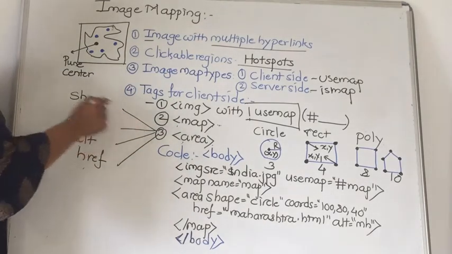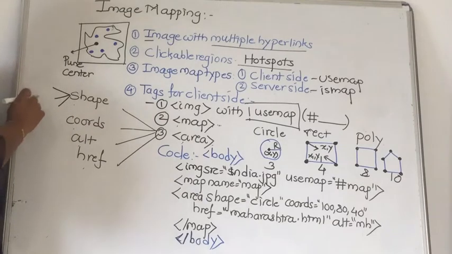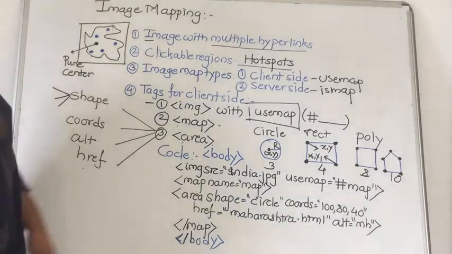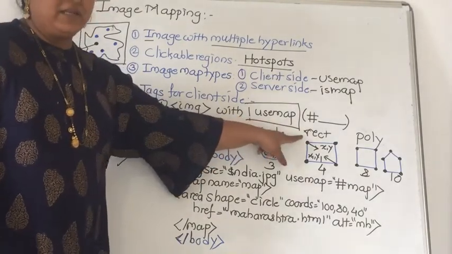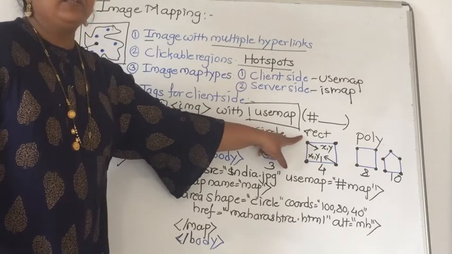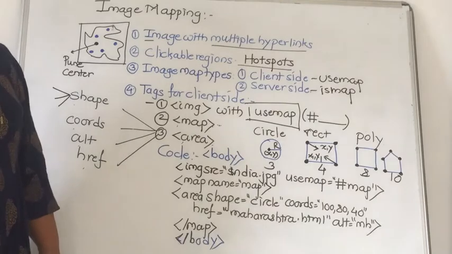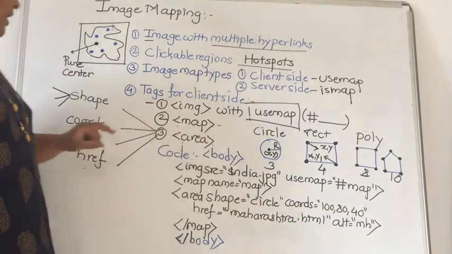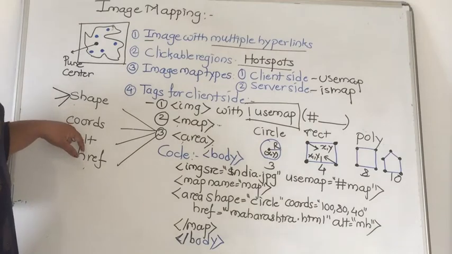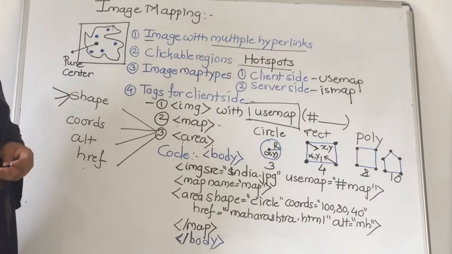Now for client side image mapping, three different shapes are used. The first shape is circle, the complete word. The second shape is rectangle, and the word used is rect. The third one is polygon, for which we use the word poly. Now the second attribute is coordinates. How do we take the coordinates? There is a procedure to note down the coordinates.